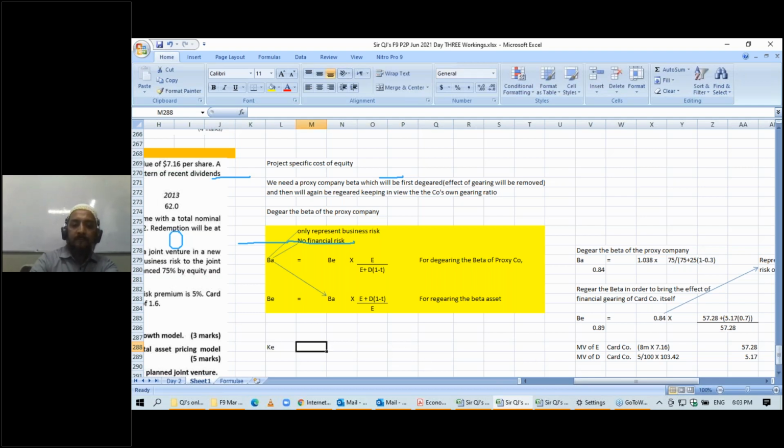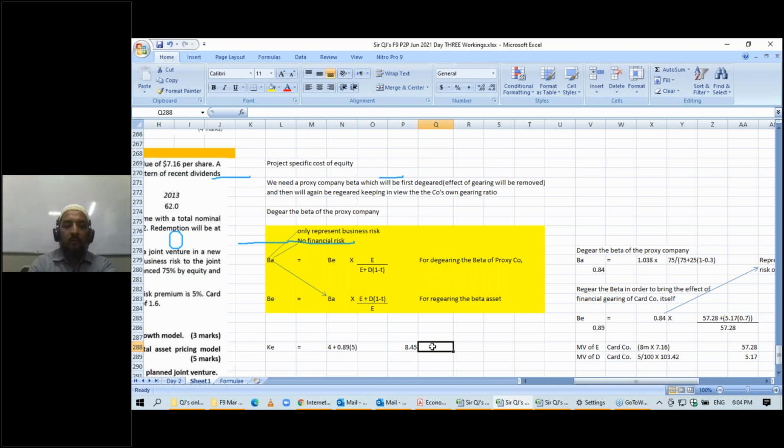So now the cost of equity, we will use the formula: risk-free rate. Risk-free rate is 4% plus the beta, which is 0.89, and then the risk premium is 5. So this gives you the cost of equity, which is 8.45%.